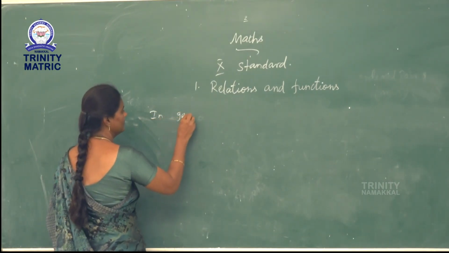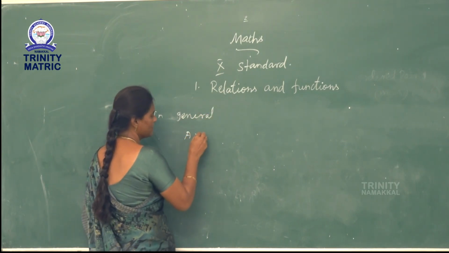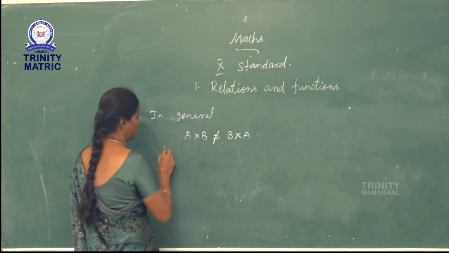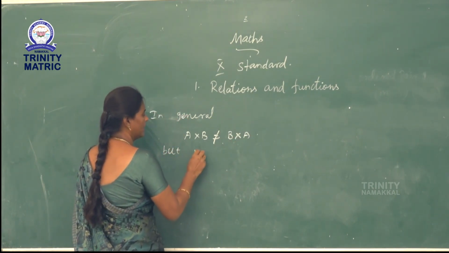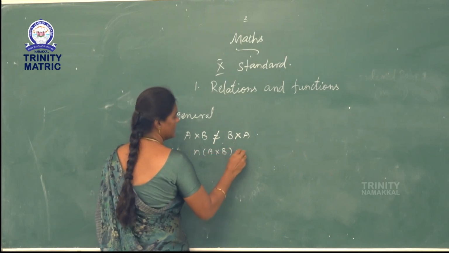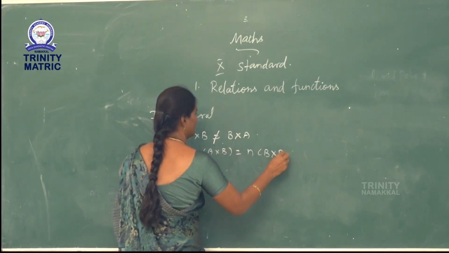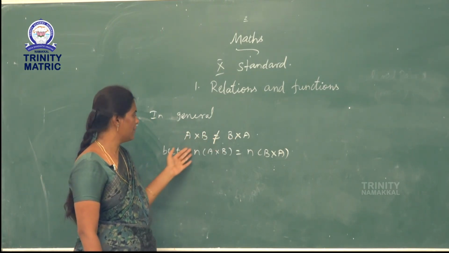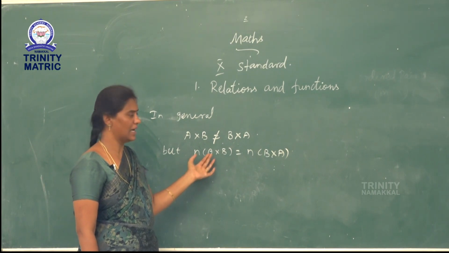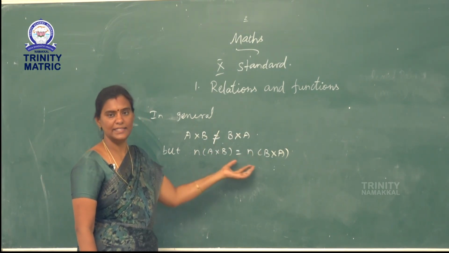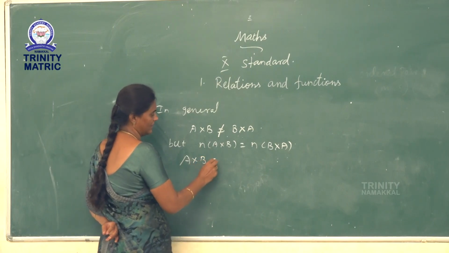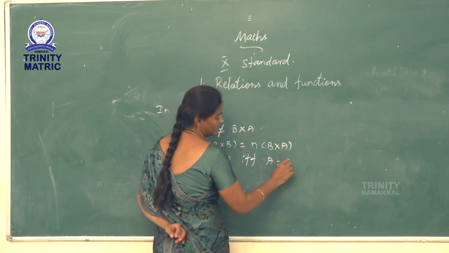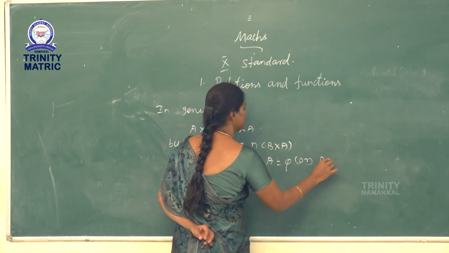In general, A cross B is not equal to B cross A, but n of A cross B is equal to n of B cross A. That is, A cross B and B cross A are not equal, but the cardinal number of A cross B and the cardinal number of B cross A are equal. A cross B is the empty set if and only if either A is the empty set or B is the empty set.